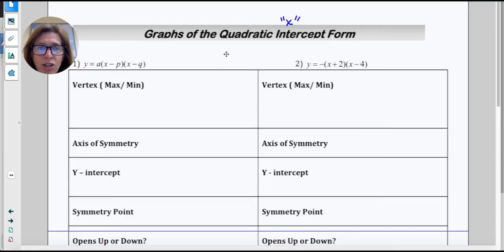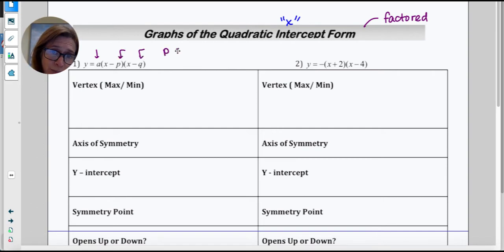Okay, so let's go back to it. So again, we call it x-intercept form. Let's write next to it, let's call it factored form, because it looks like the function's been factored, and in essence it has. It's still going to have an a. And when we talk about the variables p and q, those are the x-intercepts. Okay, so just make sure we see that.